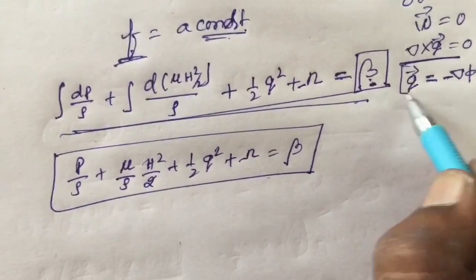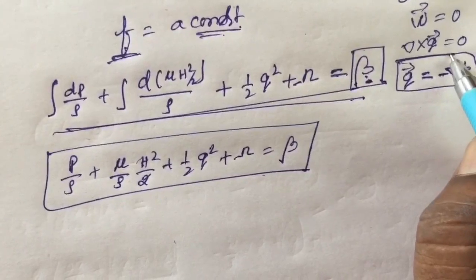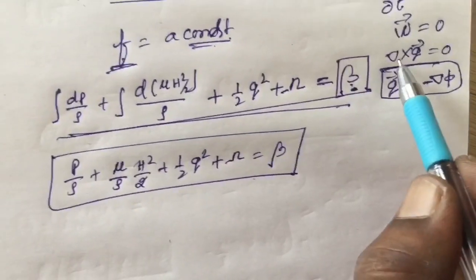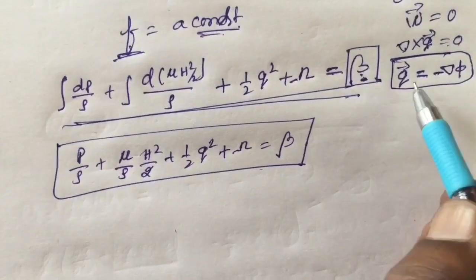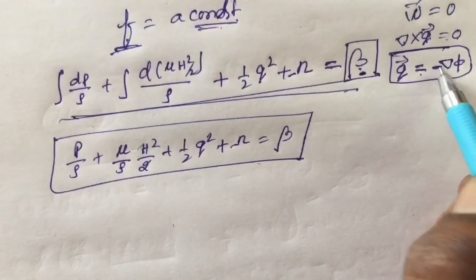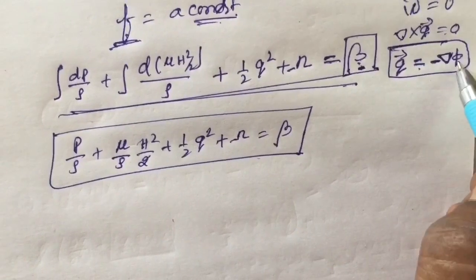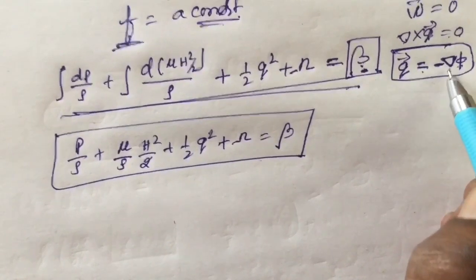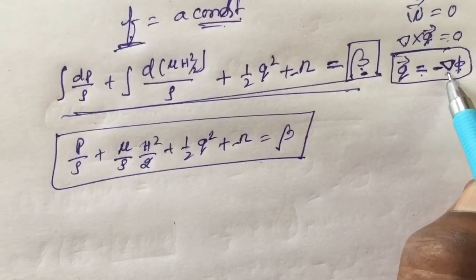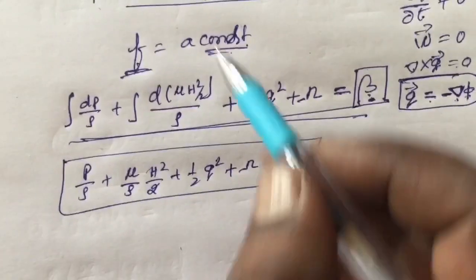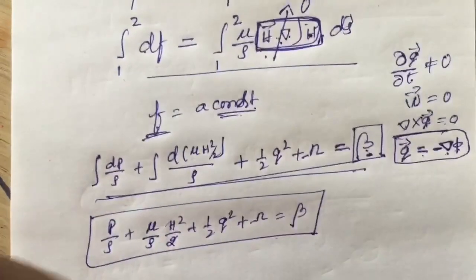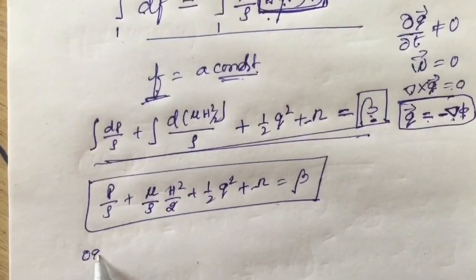So we have used this concept several times previously. If del cross curl of q is equal to 0, then q can be expressed as minus gradient of phi. Minus gradient of phi, right? So that's why, now come to the original equation.